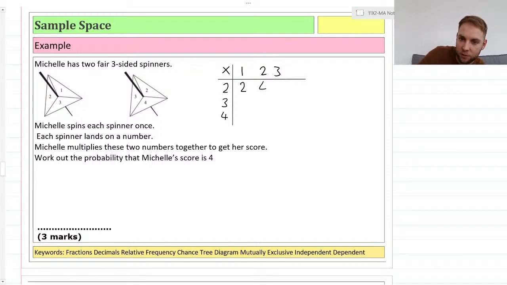So 1 times 2 is 2. 2 times 2 is 4. 2 times 3 is 6. 3 times 1 is 3. 3 times 2 is 6. 3 times 3 is 9. 4 times 1 is 4. 4 times 2 is 8. 4 times 3 is 12. Brilliant, thank you for correcting me there.